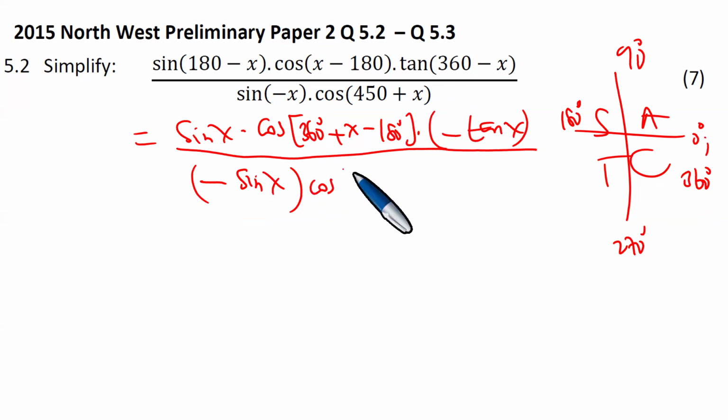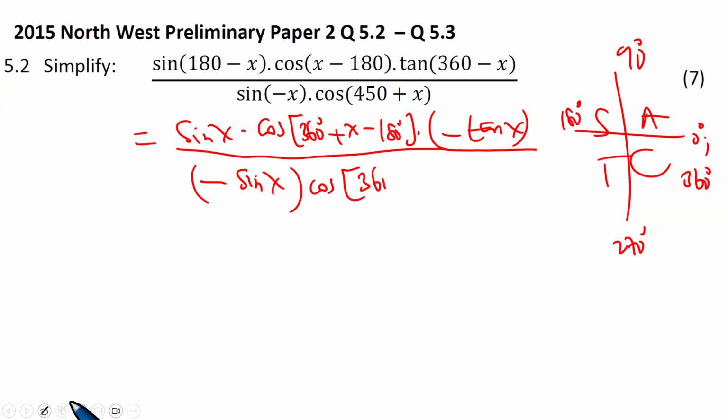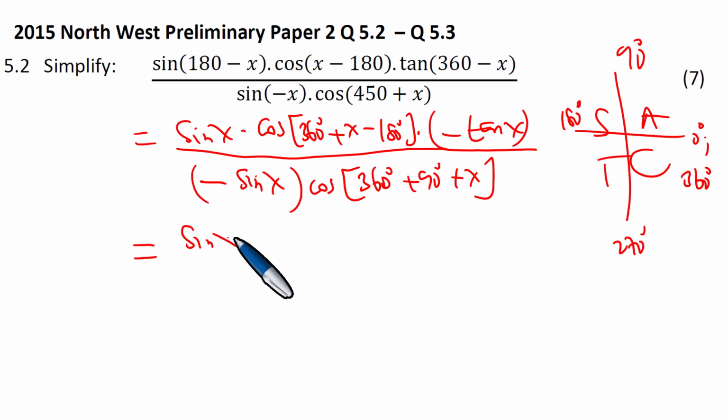Look now, it's cosine of 450. Okay, we can deal with 450. But 450 is the same as 360 degrees plus 90 plus x, like that. So you have sine x, and then you have the cosine of. Okay, now let's come to this one. 360 minus 180 is 180.